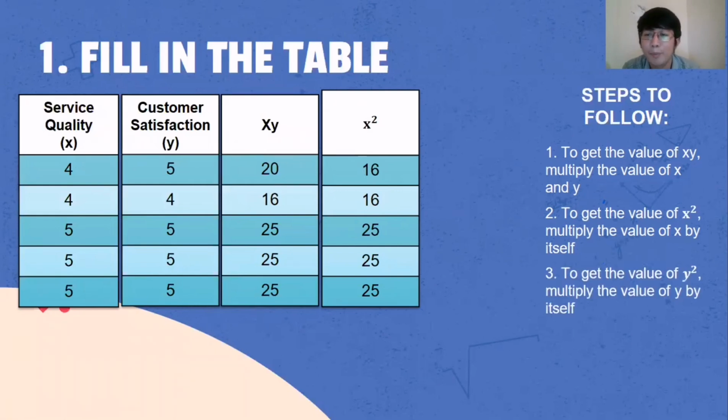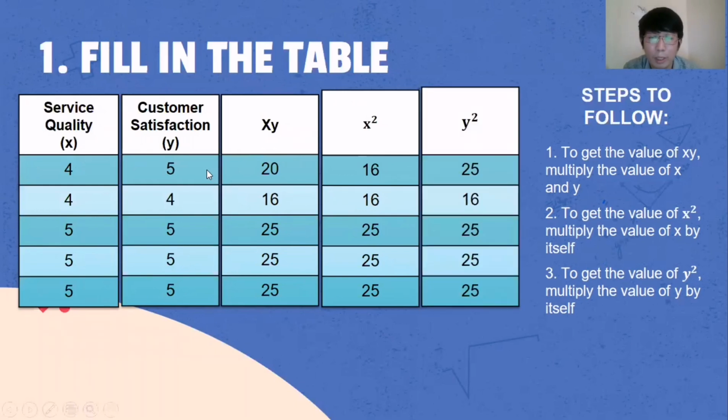The third step, to get the value of Y squared, multiply the value of Y by itself. Just what we did a while ago. 5 times 5, 25. 4 times 4, 16. 5 times 5, 25. 5 times 5, 25. 5 times 5, 25. As simple as that.